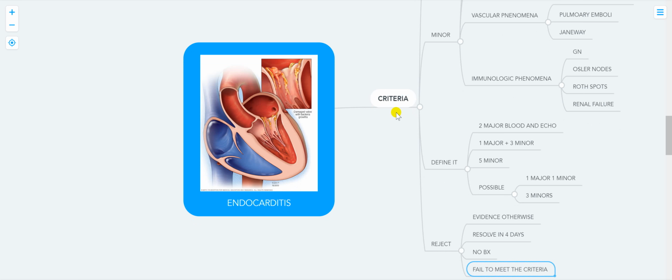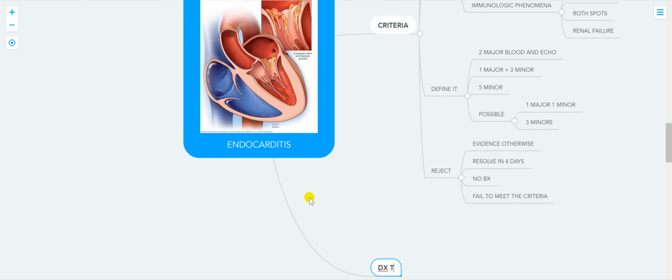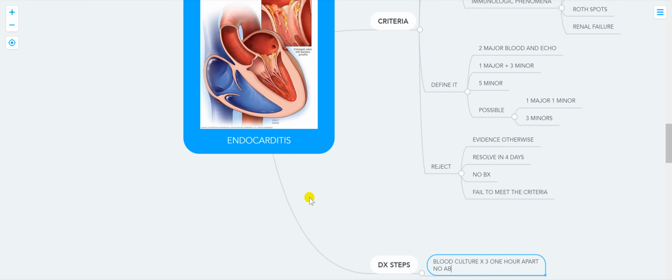So what are the diagnostic steps that we want to do for endocarditis? Blood culture 3 times, 1 hour apart, no antibiotics. You do blood culture 3 times, 1 hour apart, plus no antibiotics. This is for subacute endocarditis.